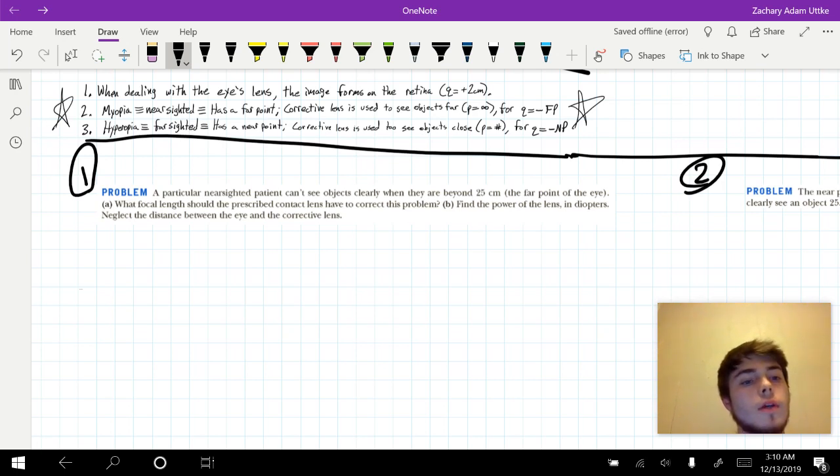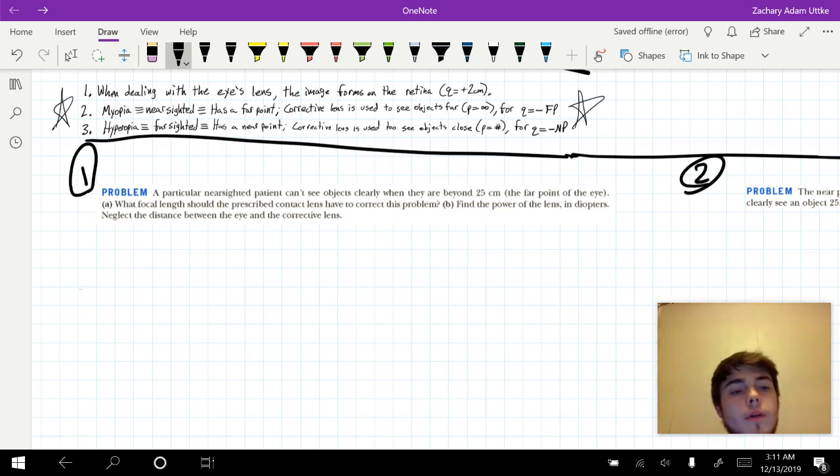Okay, next, myopia. What does myopia mean? It means nearsighted. So you can only see things that are close. Therefore, you have a far point. That's the point where you can't see anything further than that. So a corrective lens, the whole point of it is used to see objects that are further away from your far point. So when objects are at infinity, in that case, we use Q, our image, equals negative far point. So we'll do some examples and see what that means.